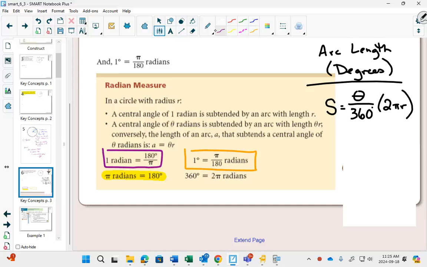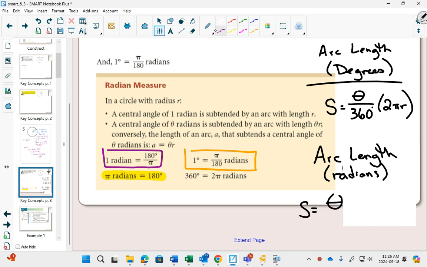But we are also now going to do the arc length formula in radians. And the arc length formula in radians is super easy because it's the same idea, but now theta is in radians instead of degrees. 360, what will I write instead of 360 degrees? I will write 2 pi radians, and I'll still have my circumference. This formula in this form is not on your formula sheet, but it's also easy to remember, just like the original formula.